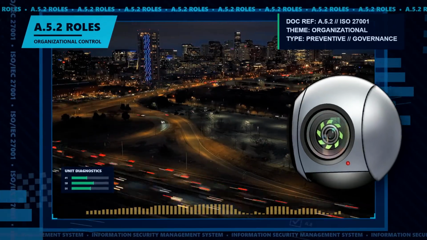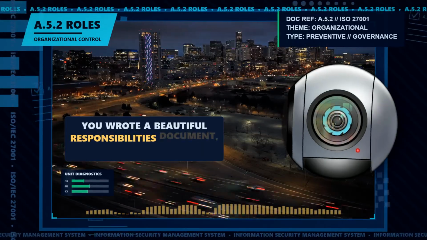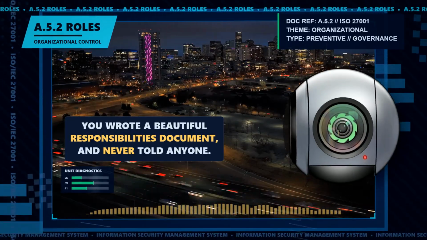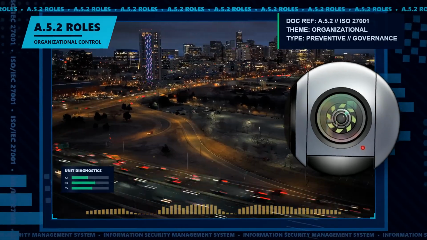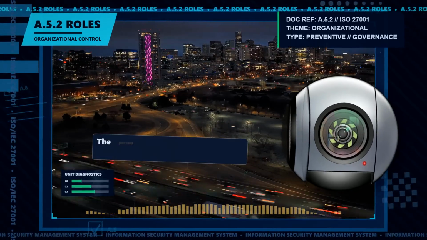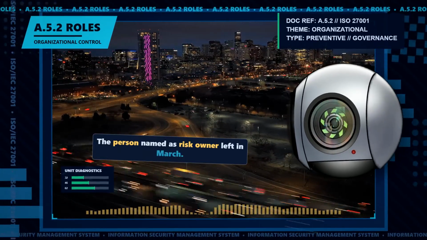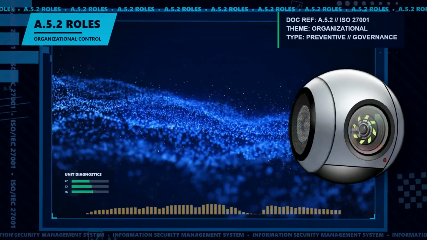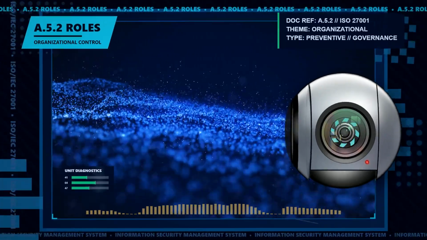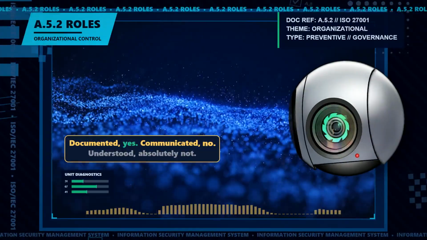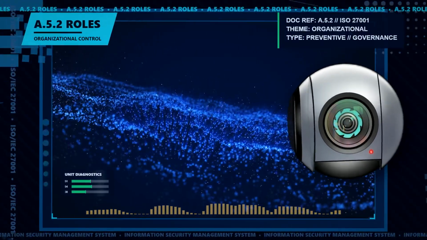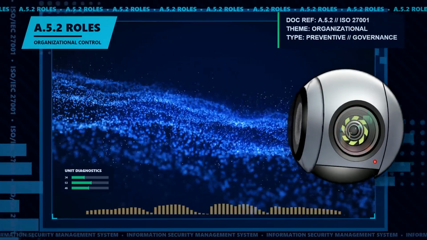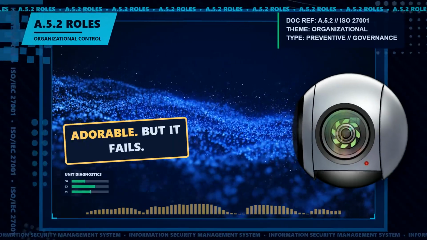Failure 3. The one where you wrote a beautiful responsibilities document and never told anyone. It's in a folder. It's version 1.0, dated 11 months ago. The person named as risk owner left in March. Replacement has never seen it and doesn't know they inherited it. Documented? Yes. Communicated? No. Understood? Absolutely not. Adorable, but it fails.